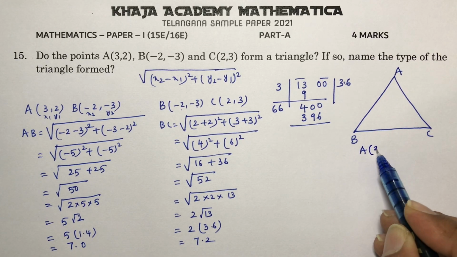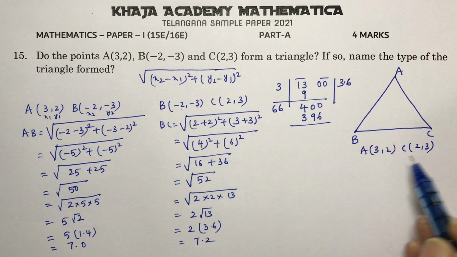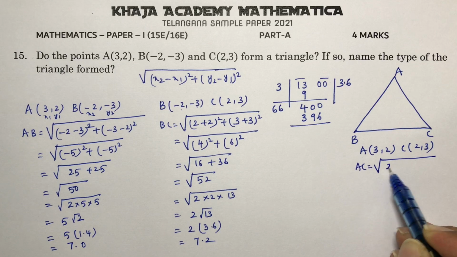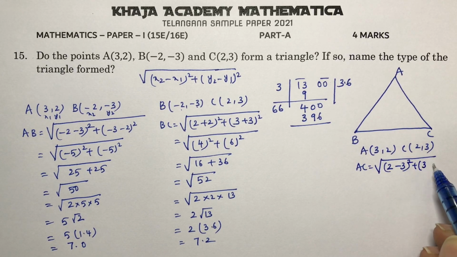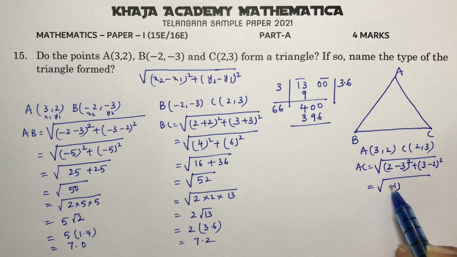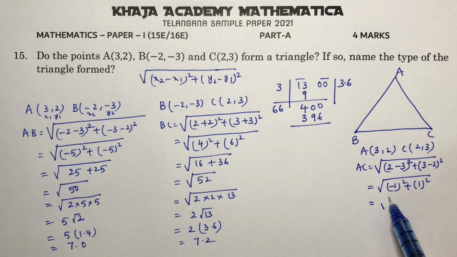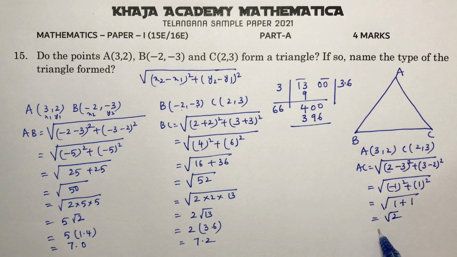Now in the same way, check for AC distance. A is (3, 2), C is (2, 3). So AC is under root (2 minus 3) whole square plus (3 minus 2) whole square. 2 minus 3 is minus 1 whole square, 3 minus 2 is 1 square. So minus 1 whole square is 1, 1 square is 1. Root 2. Root 2 is 1.4. So you got AC also.